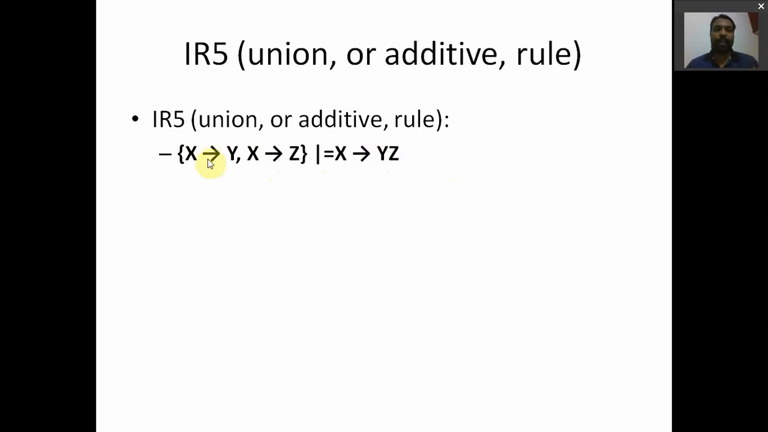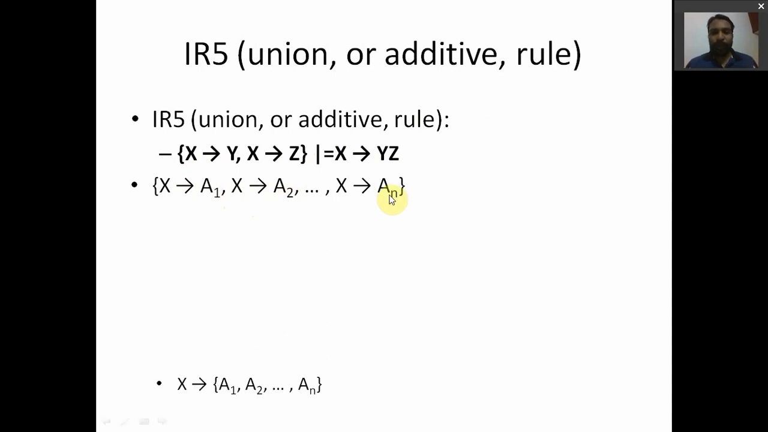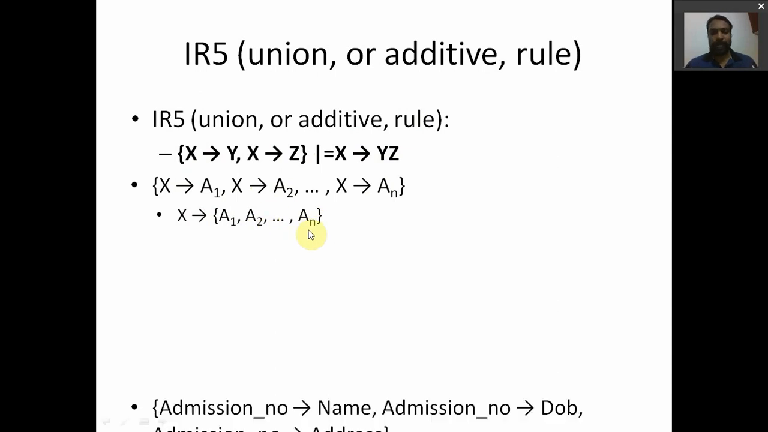So this is the opposite of the previous one. This is known as the union or additive rule. We are adding those two functional dependencies and forming a new functional dependency X to YZ. So this is the opposite. We have X to A1, X to A2, X to An. From that, we can infer that X to A1, A2, up to An. So this is known as the union or additive rule.